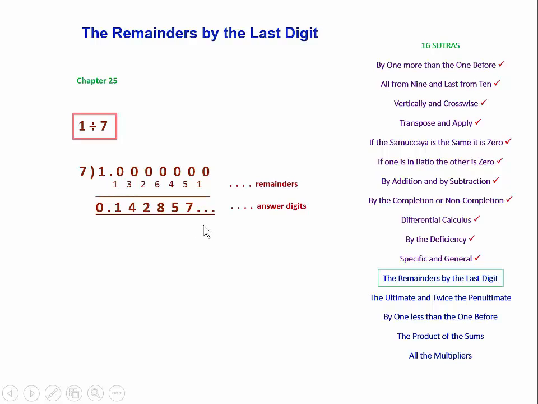Or working from the other end, we can multiply by 7. Multiply the remainders by 7. 1 times 7 is 7. 5 times 7 is 35. Ignore the 3 and just put down the 5, or just put down the last digit. 7 4s are 28. 7 6s are 42. Just put down the 2. 7 2s are 14. 7 3s are 21. So this is a nice technique from chapter 25 of the book.